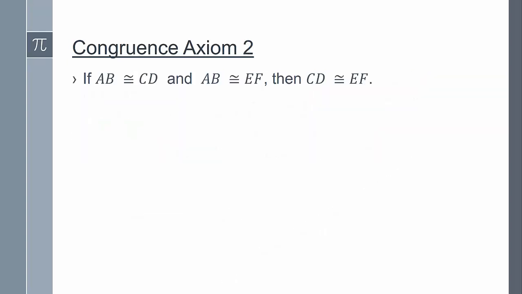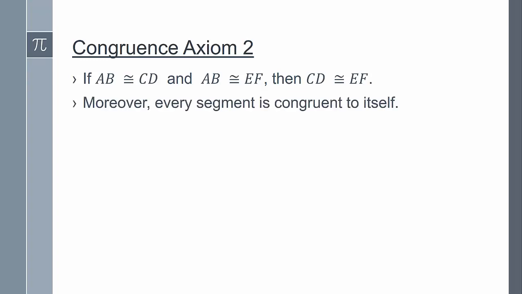Congruence axiom 2 states that if AB is congruent to CD and AB is congruent to EF, then segment CD must be congruent to segment EF. Moreover, every segment is congruent to itself. So this axiom replaces one of Euclid's common notions because it says that segments congruent to the same segment are congruent to each other. And it also replaces another common notion that says that segments that coincide are congruent. So a segment is congruent to itself.